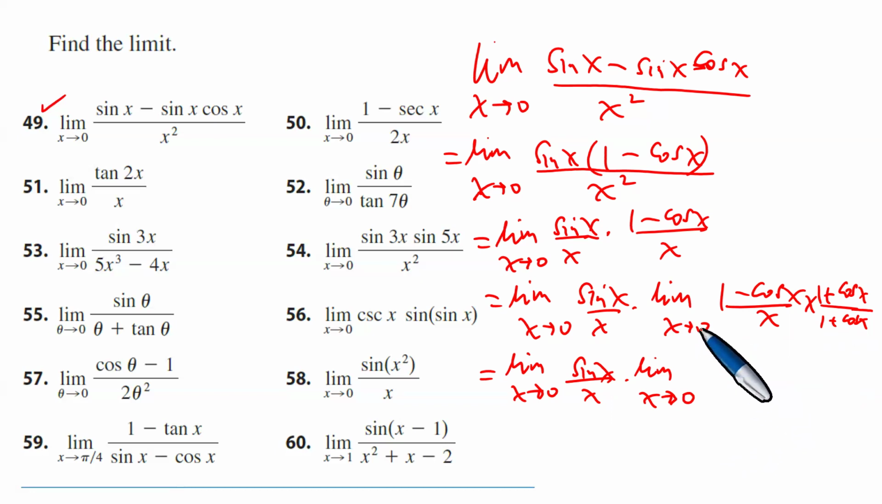Because if you substitute straight away, cosine 0 is 1, and 1 minus 1 is 0, so it's 0 over 0. So we need to do something. We just multiply by 1 plus cosine x, so we don't always just use L'Hôpital's rule. If you multiply, the top is 1 minus cosine squared x, divided by x times (1 plus cosine x).